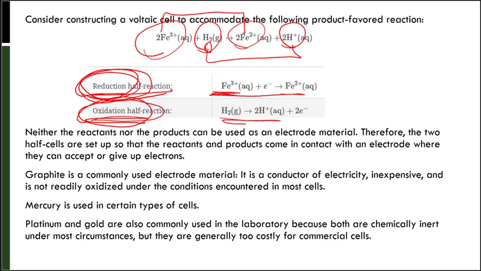But at the anode, I can't have hydrogen gas as my anode. In this case, graphite is a commonly used electrode material. It's a conductor of electricity, it's inexpensive, and is not readily oxidized under the conditions encountered in most cells. Mercury is used in a certain type of cell. Platinum and gold are also commonly used in the lab because both are chemically inert under most circumstances, but they are generally too costly for commercial cells.